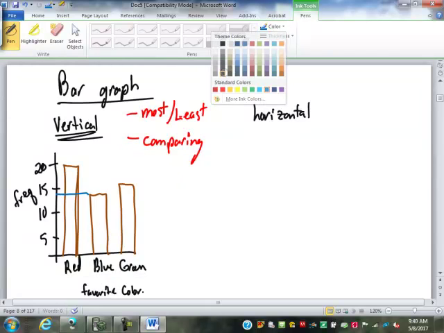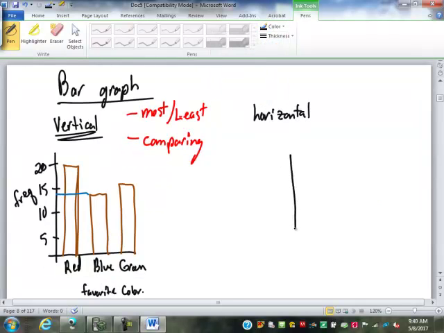If it were a horizontal bar graph, the categories go on the side. And again, you would label these favorite color. And on the bottom would be your frequency.